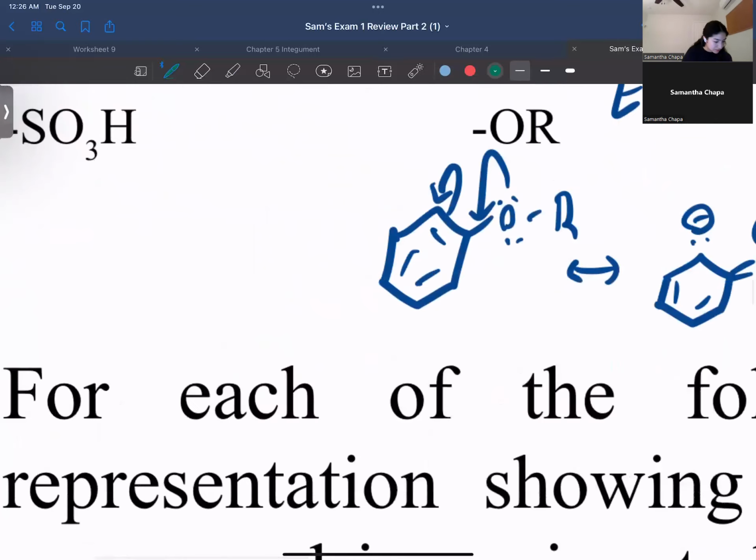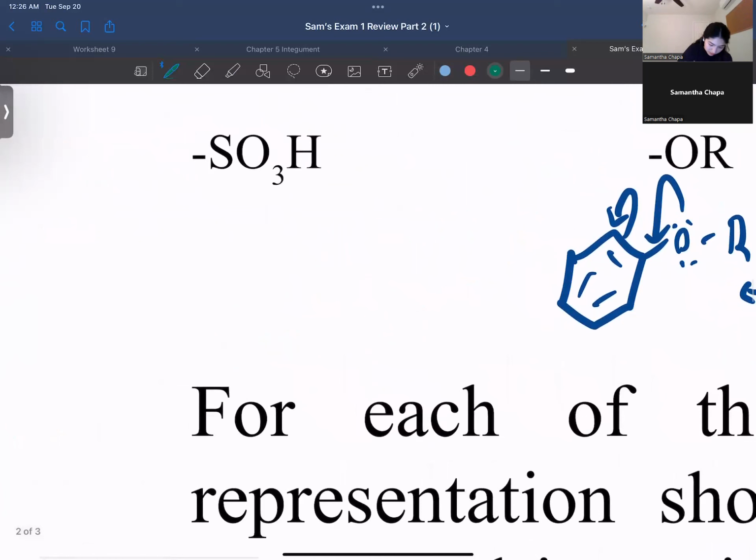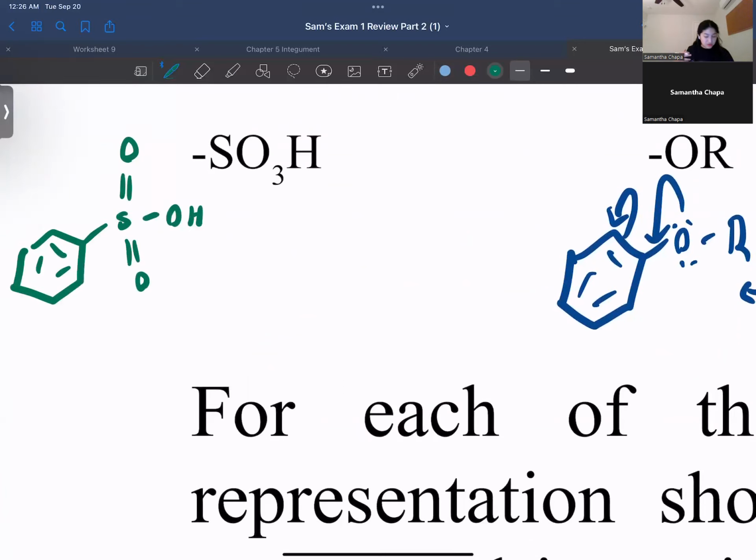Again, we should know how this one is drawn. Attach it to S, double bond, OH. So there's no available lone pair on the sulfur atom. So I'm going to break it and resonate it outwards. My resonance form should have a carbocation on it.